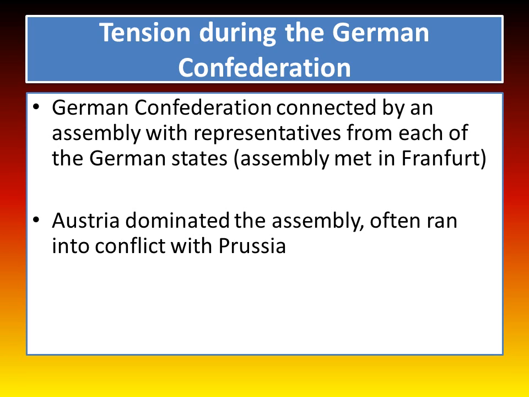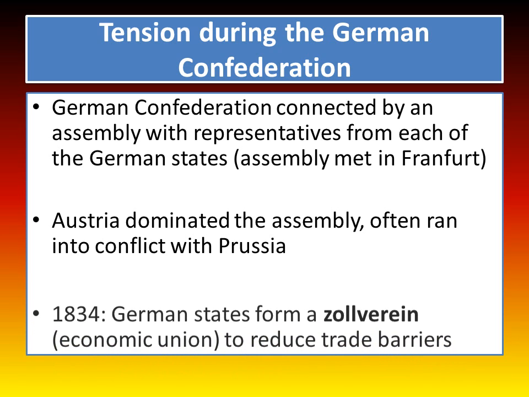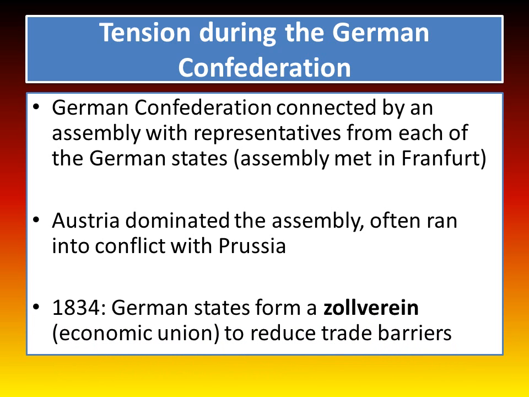In 1834, the German states formed a Zollverein, or an economic union, with the goal of reducing trade barriers between the states to promote economic prosperity.